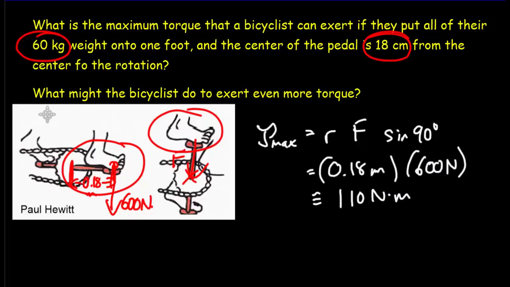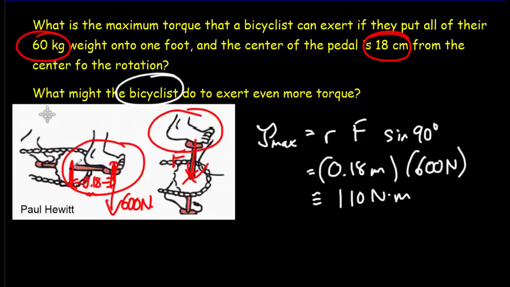Be careful about the unit, the newton meter. When we were studying energy, a newton meter was the same as a joule. But energy is a scalar. Torque is actually a vector. So when we're talking about torques, a newton meter is not the same thing as a joule. Keep that in mind. And finally, what might the bicyclist do in order to exert more torque?